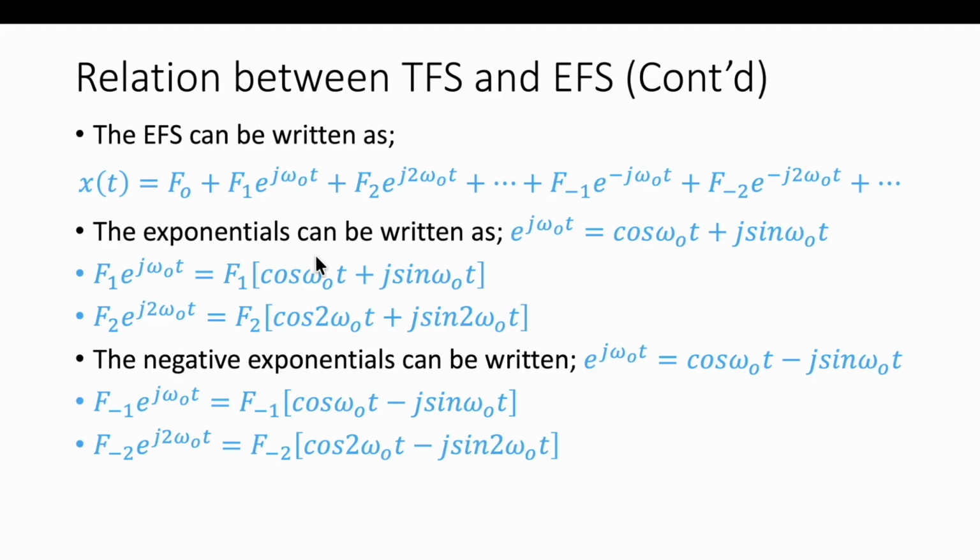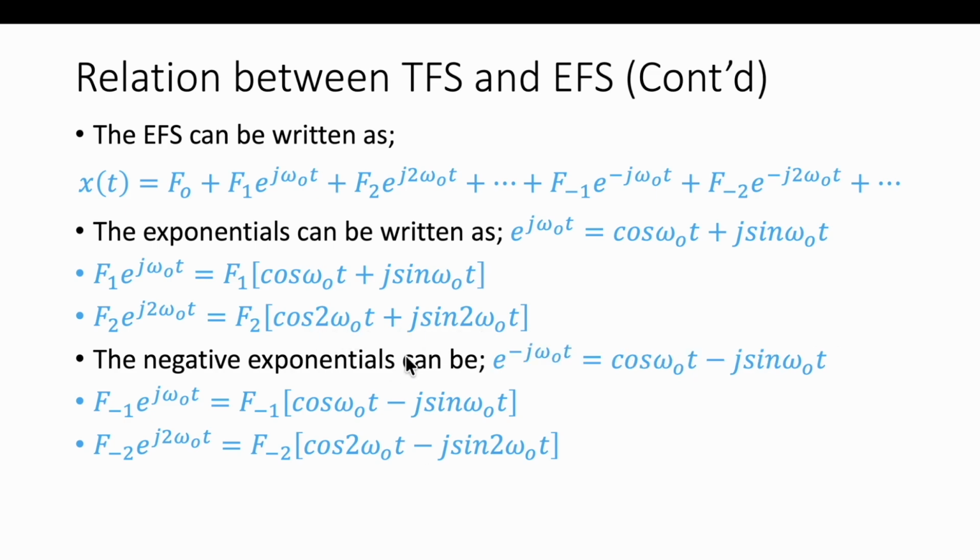The exponentials can be written as e raised to power j omega naught t. We can write that using the Euler formula, which is equal to cos omega naught t plus j sin omega naught t. So it means that we can replace these exponentials using this trigonometric equation, the polar form. So F of 1 e raised to power j omega naught t is equal to F of 1 times cos omega naught t plus j sin omega naught t. Similarly, F of 2 e raised to power j2 omega naught t is equal to F of 2 times cos 2 omega naught t plus j sin 2 omega naught t.